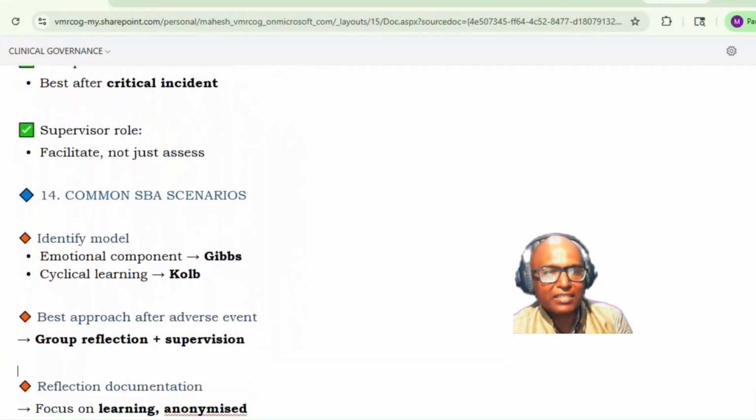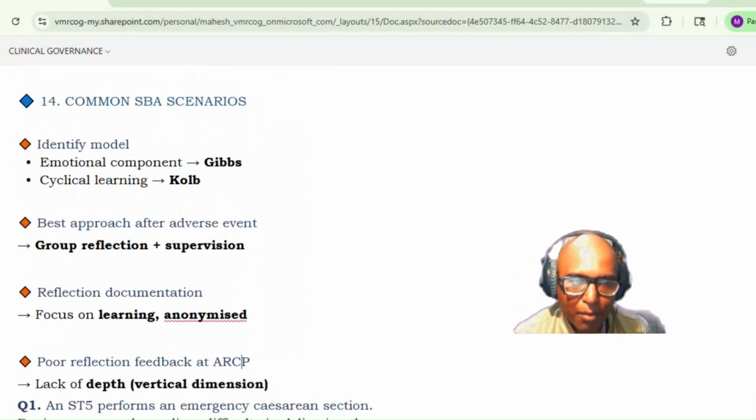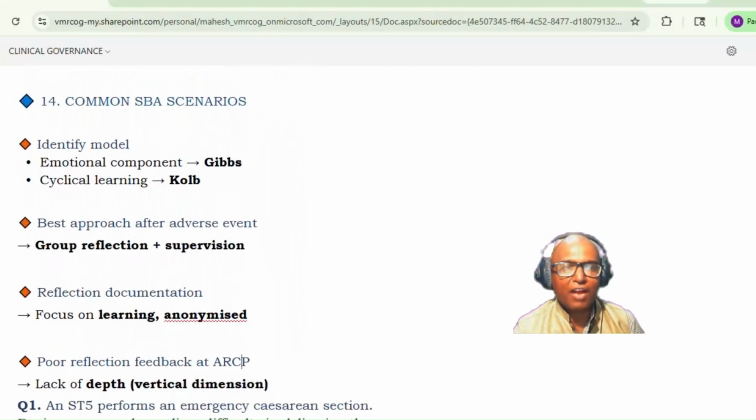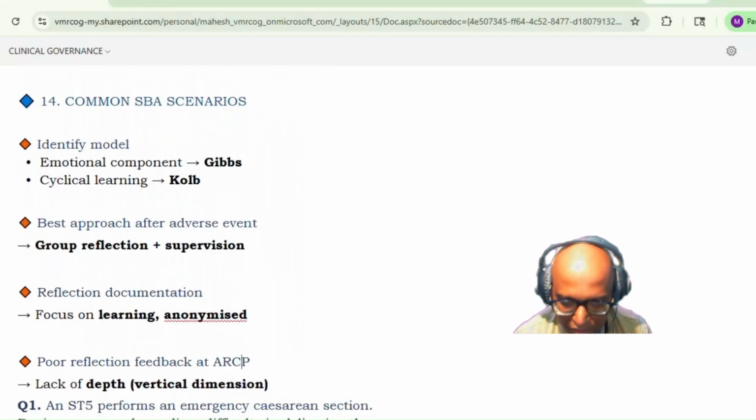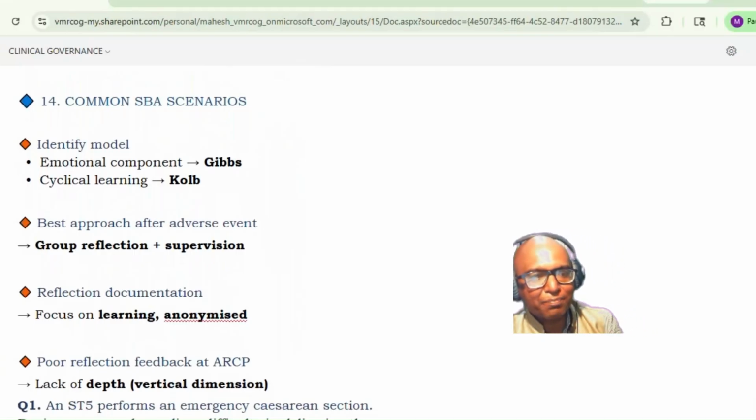From an examination point of view, you should be able to identify the model. If there is an emotional component, it is the Gibbs model. If there is cyclical learning, it is Kolb's model. The best approach after an adverse event is group reflection plus supervision. Reflection documentation should focus on the learning, and you have to follow the confidentiality rules, so it should be anonymized.